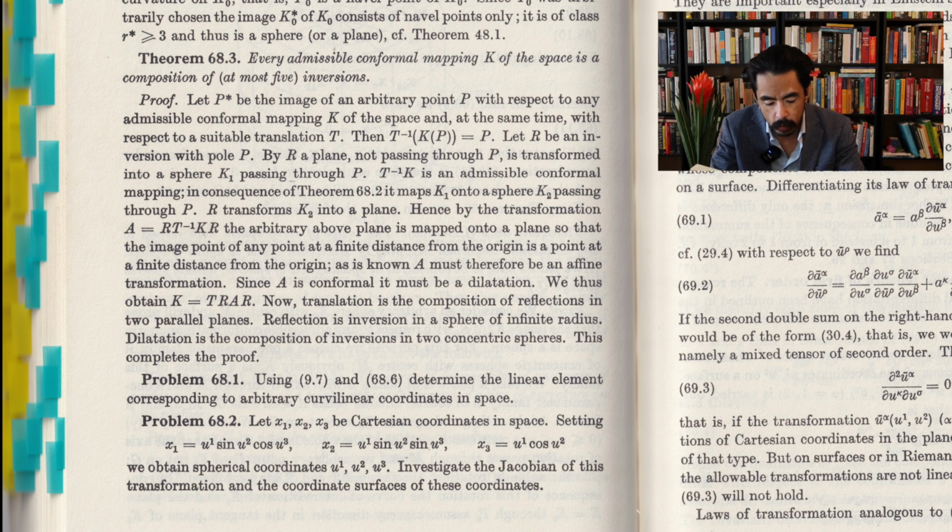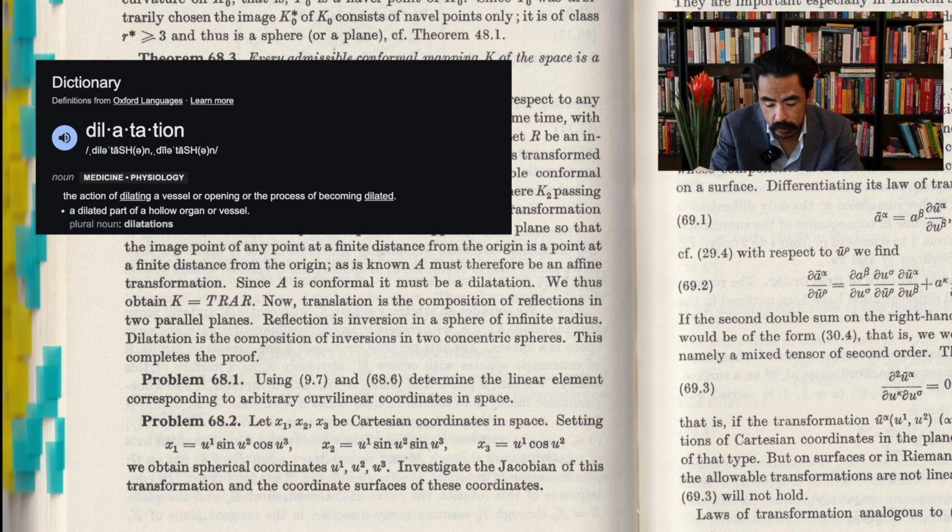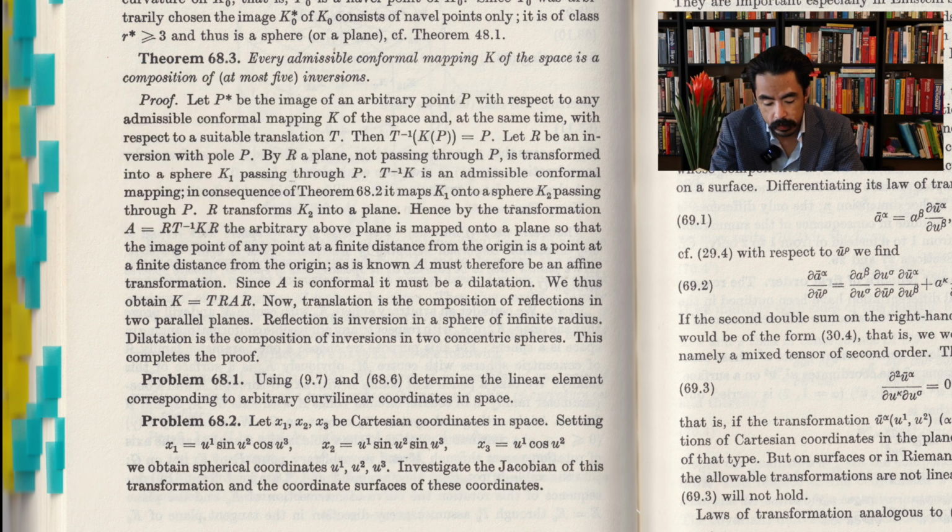so that the image point of any point at a finite distance from the origin is a point at a finite distance from the origin. As is known, A must therefore be an affine transformation. Since A is conformal, it must be a dilatation. I think that's actually a dilation. We thus obtain K equals T R A R. Now, translation is the composition of reflections in 2 parallel planes. Reflection is inversion in the sphere of infinite radius.